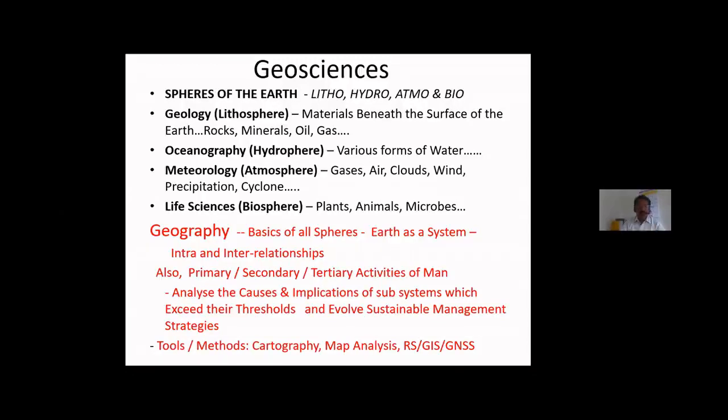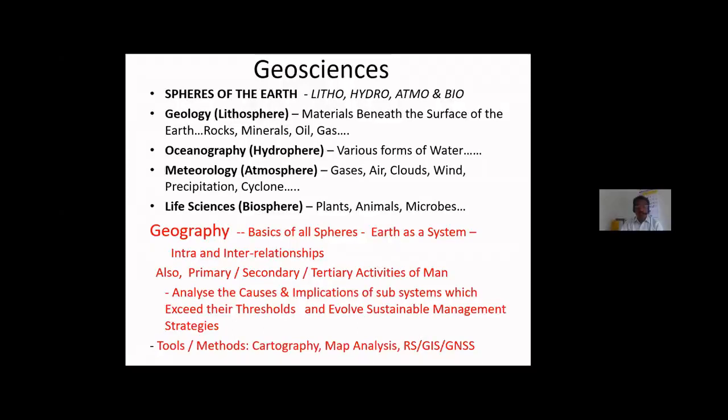And where is the position of geography? Geography is to study all the spheres, the fundamentals of all spheres, and consider Earth. So it means you have to study the intra and interrelationships of various spheres. That is the core of Earth sciences in general geography.